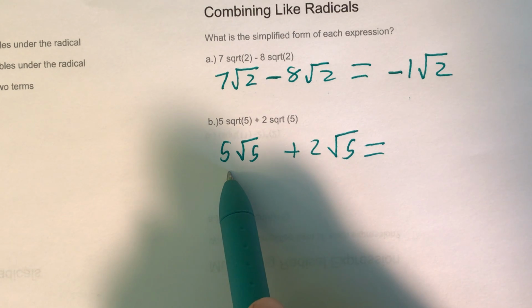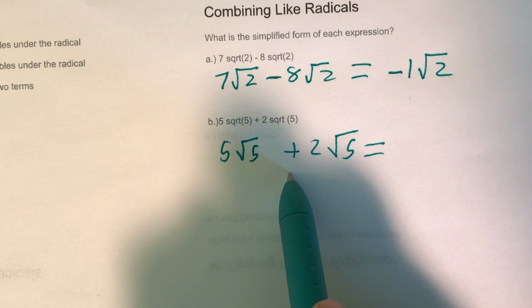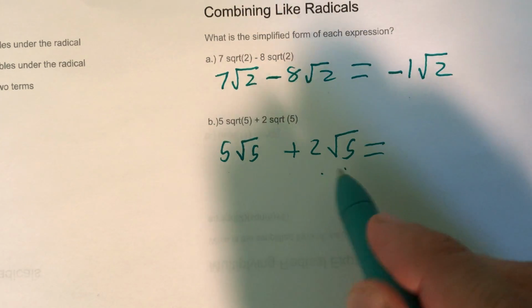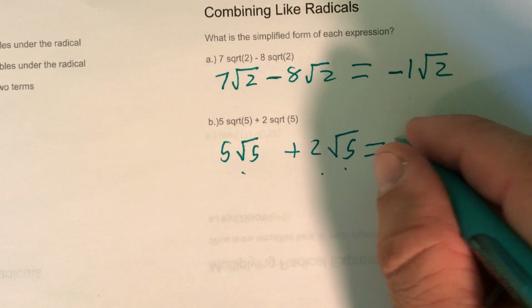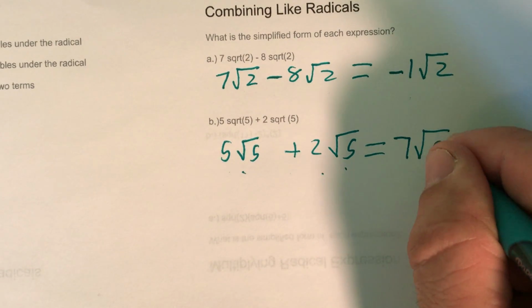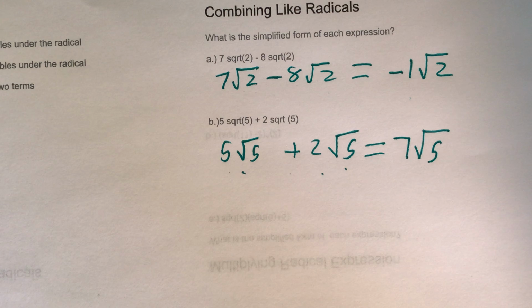Here we have 5 square root 5 plus 2 square root 5. Radicals are like, so we can add, we get 7 square root 5. Easy enough, right? What's under the radical does not change, but if they are the same, you can add the numbers in front of them. Just FYI.